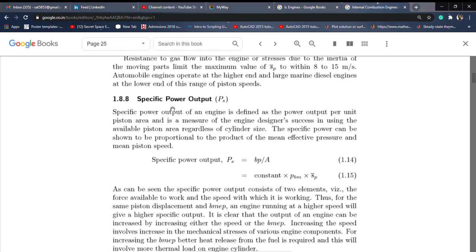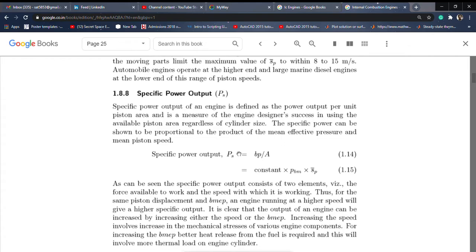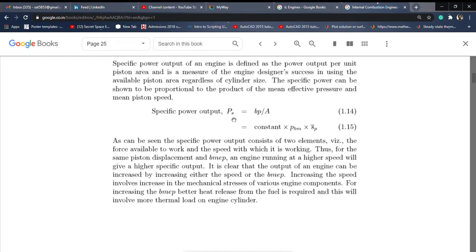Next is your specific power output. Specific power output of an engine is defined as power output per unit piston area and is a measure of how well the engine designer succeeds in using the available piston area regardless of cylinder size. So whatever the size of the cylinder, we just measure the engine designer's success in using the available piston area. The specific power output can be shown to be proportional to the product of mean effective pressure and mean piston speed. So this is specific power output.